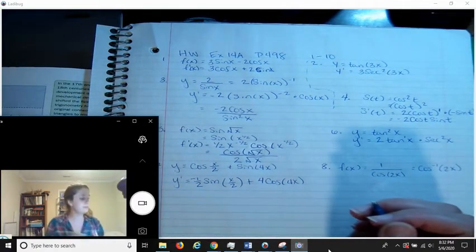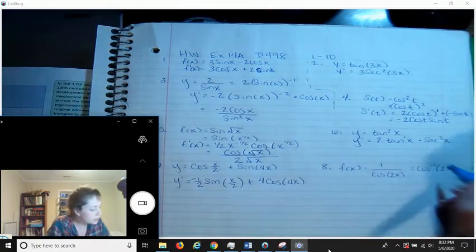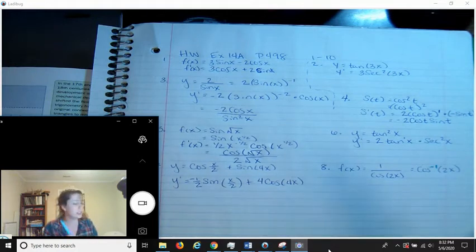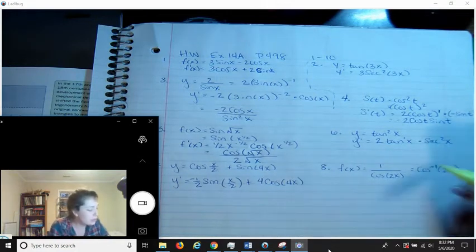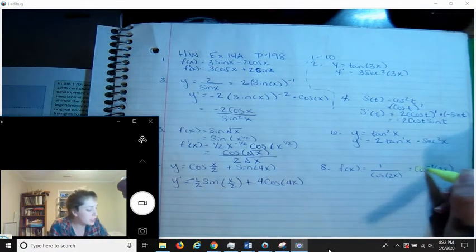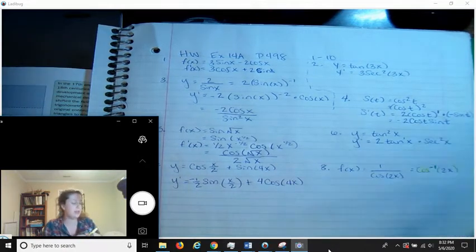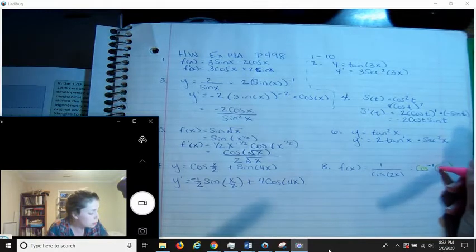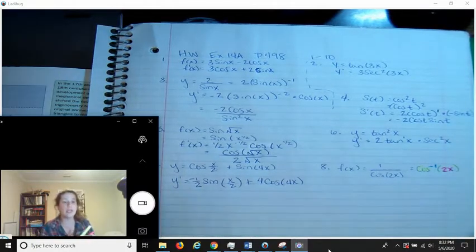This would be fun. So my negative 1 power is the blue. That's the outermost function. My cosine is the middle function, yellow. And then my innermost function is the 2x. So I have 3 layers to this composite function.